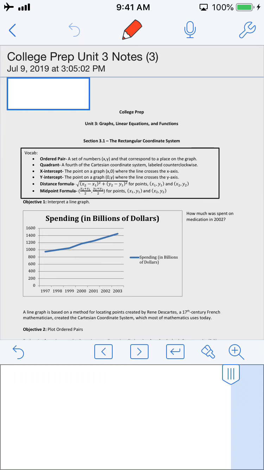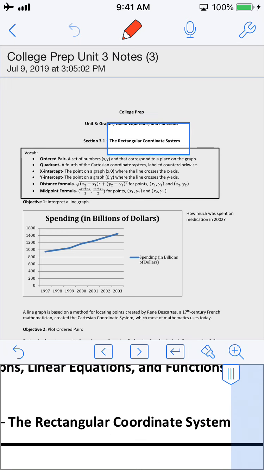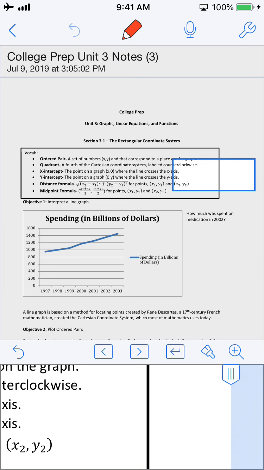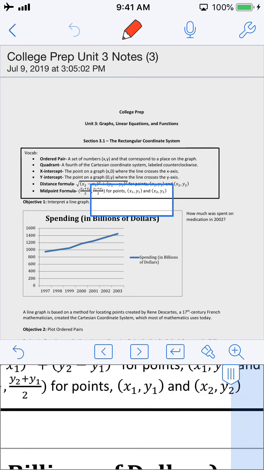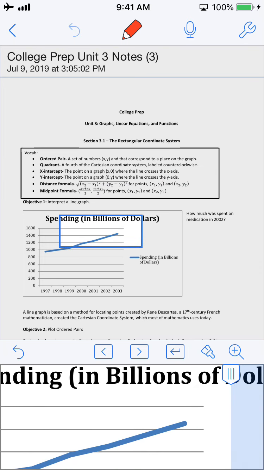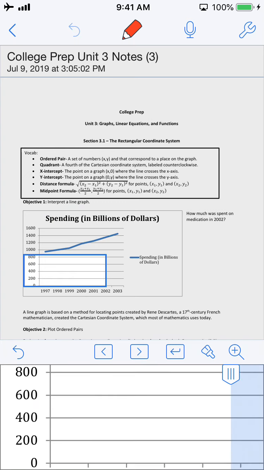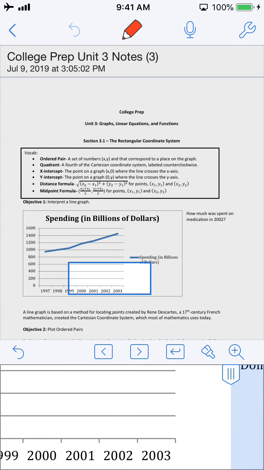Okay, so 3.1 is the rectangular coordinate system. First thing we're going to talk about is interpreting a line graph. My stylus is getting sticky. Okay, so interpreting a line graph. Here we have a line graph that's spending in billions of dollars. It looks like it's going from 1997 to 2003.